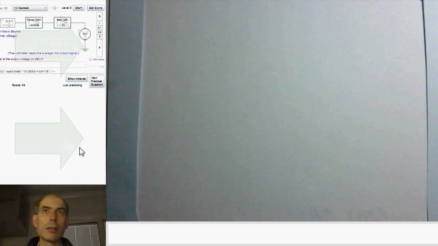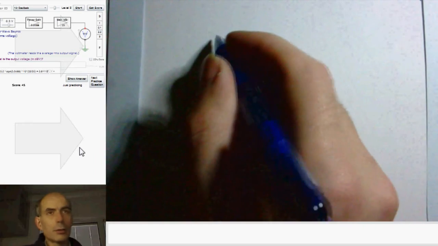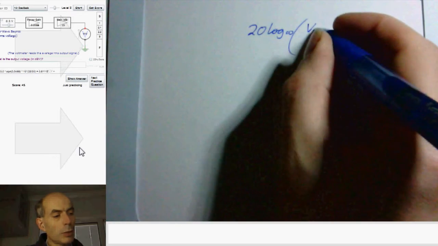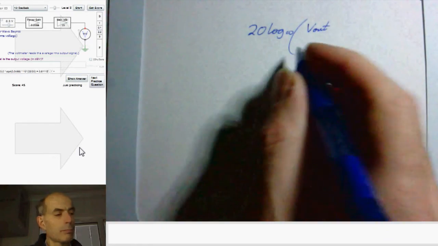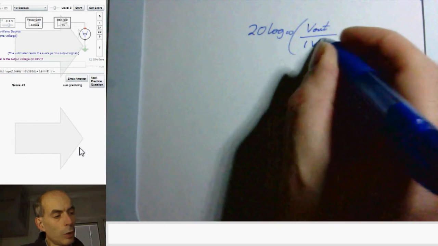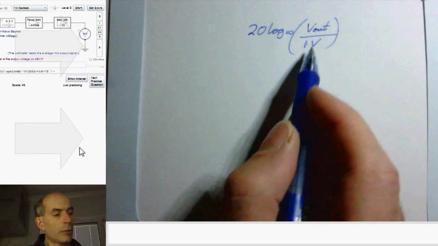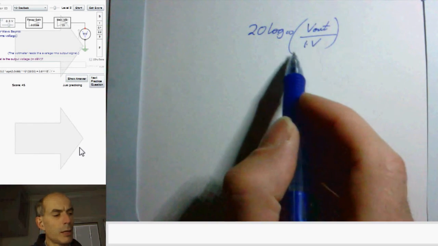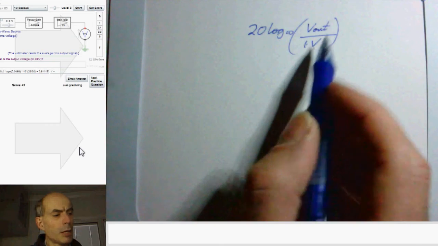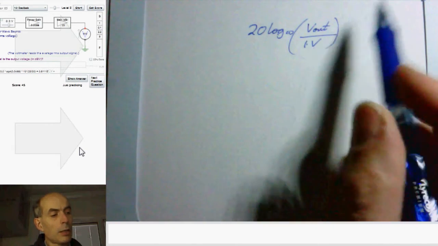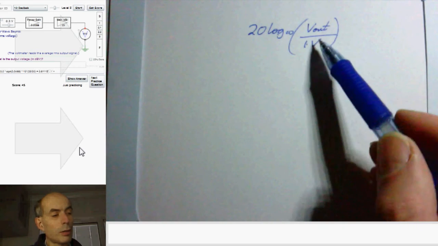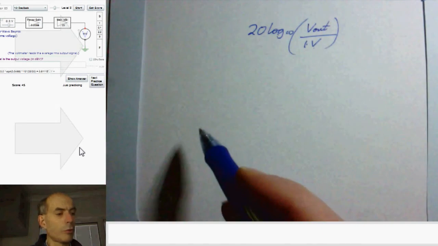And dBV is a way of expressing voltage amplitudes in decibel terms. dBV is calculated by taking 20 log 10 of the actual output voltage, or input voltage, in this case it's output, divided by 1 volt. You can only take the log of something which has no units, so you can't take the log of a voltage really, you have to take the log of a voltage ratio. And I can get a voltage ratio by dividing the voltage by a reference voltage, in this case 1 volt.